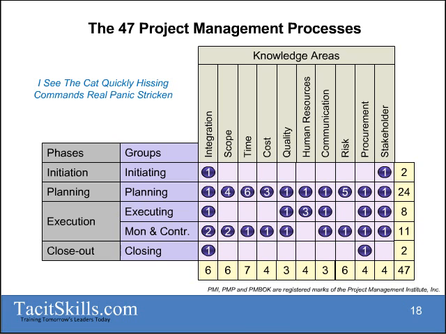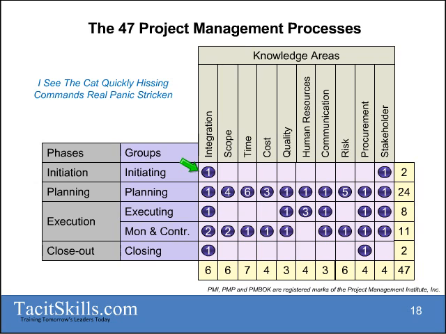First of all, the blue dots that you see over there. If you look at those blue ones, there's numbers in there, and those numbers tell us how many processes are there in that intersection. So you'll see under initiation, we've got one process under integration and initiation, and one process under stakeholders and initiation.